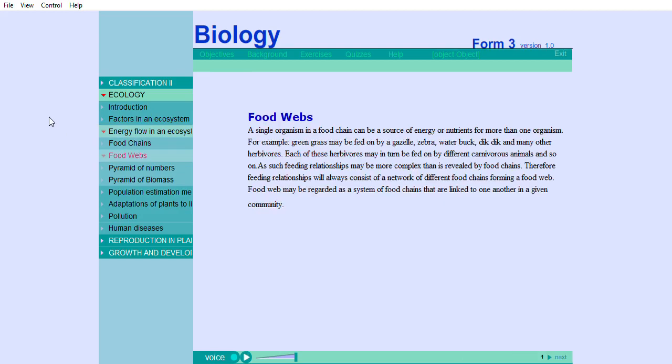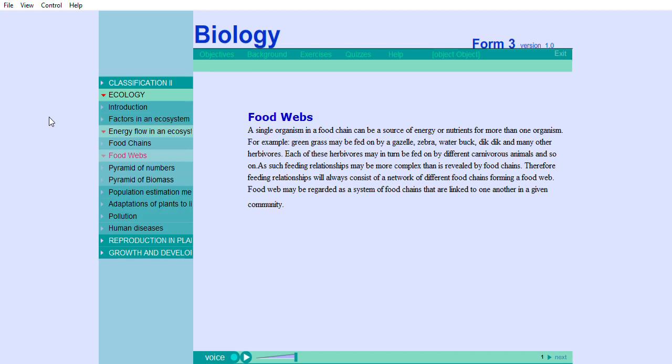Food webs. A single organism in a food chain can be a source of energy or nutrients for more than one organism. For example, green grass may be fed on by a gazelle or zebra, water buck, dik-dik, and many other herbivores. Each of these herbivores may in turn be fed on by different carnivorous animals, and so on.